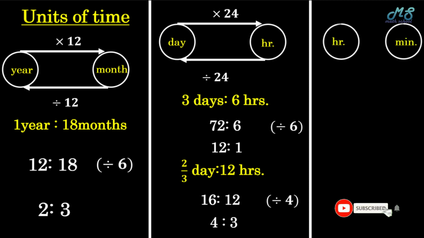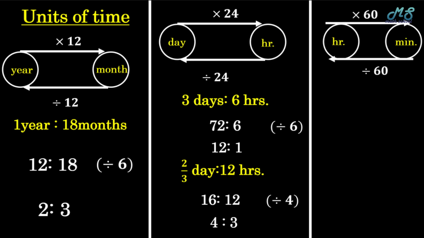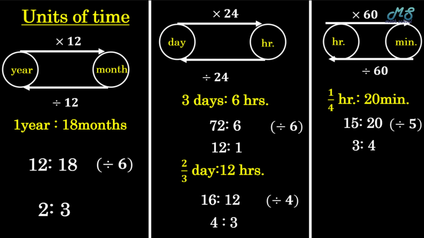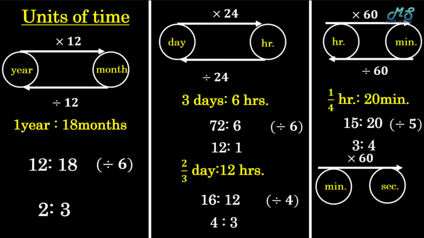Next, hour and minute. We studied before that 1 hour equals how many minutes, guys? Yes, 60 minutes. So multiply and divide by 60. For example, 1 over 4 hour to 20 minutes. We studied before that quarter hour equals 15 minutes. Now 15 to 20, divide both sides by 5 equals 3 to 4 in the simplest form. Finally, 1 minute equals 60 seconds. From minute to second, multiplying by 60. From second to minute, divided by 60.